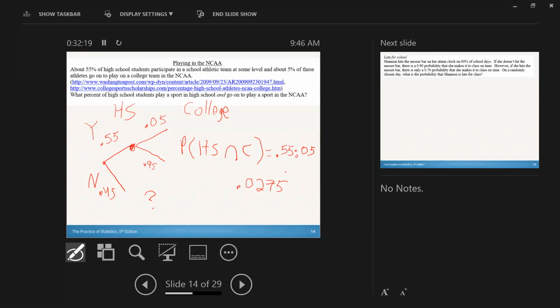So about 3% of students play both high school and college. Kind of crazy. But if I look at, for example, my soccer team from last year, we had 2 kids going to college. And then the year before, I don't know if we had any. So anyway, there are some variables in there, but that's how you would figure it out. Okay, do you have any questions? We're going to move on from this.